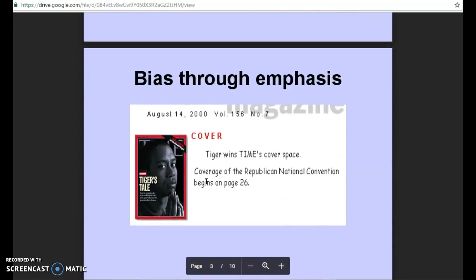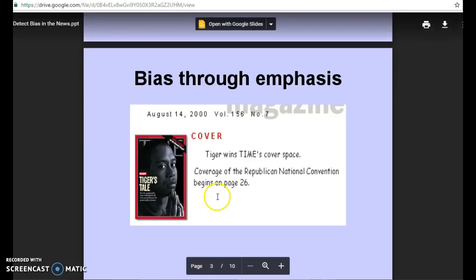Here's a good example of bias through emphasis. We have Tiger Woods on the cover of Time magazine, where inside coverage of the Republican National Convention begins on page 26. So basically, Time is emphasizing the importance of Tiger Woods and emphasizing the unimportance of the Republican National Convention because it's on page 26 rather than the front cover.